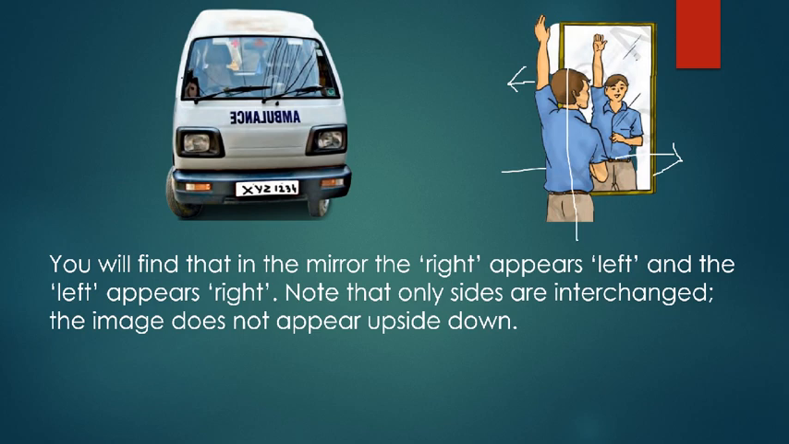And we shall see what this property is called. The mirror shows us an image which is different from the object, but not inverted. What do you mean by inverted? If a head is shown at the bottom, then it is inverted.